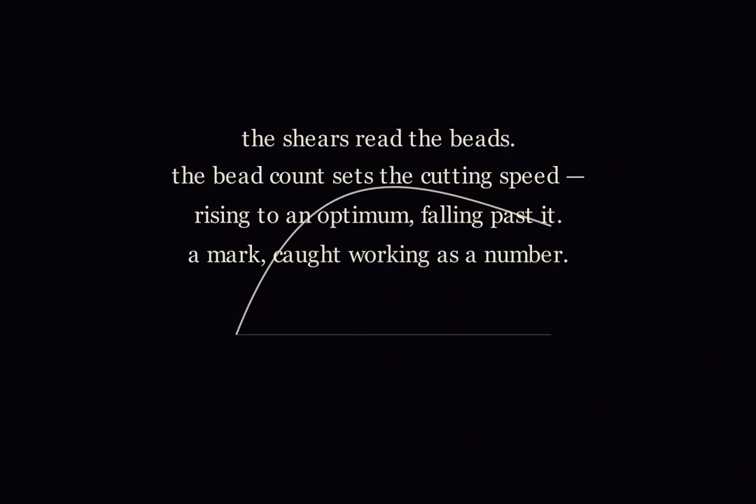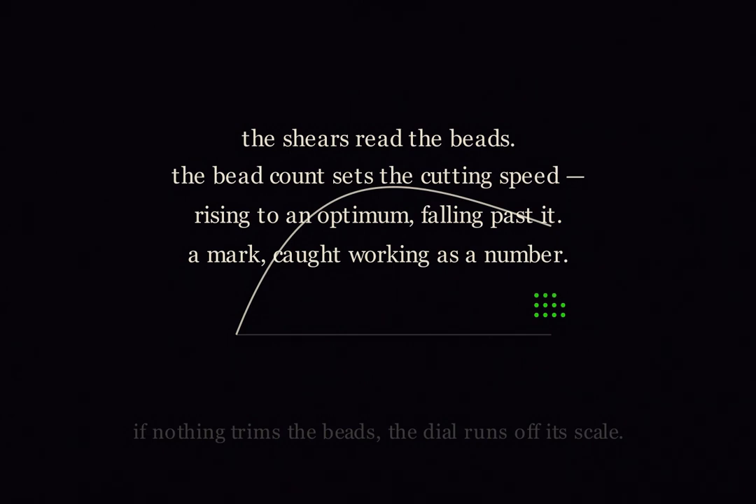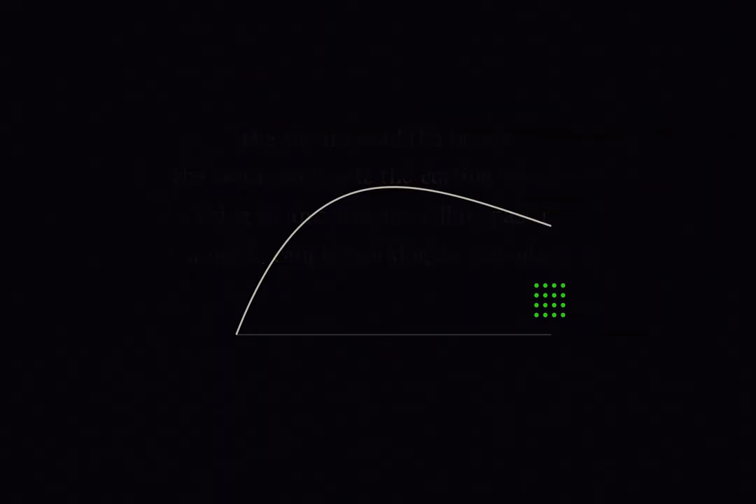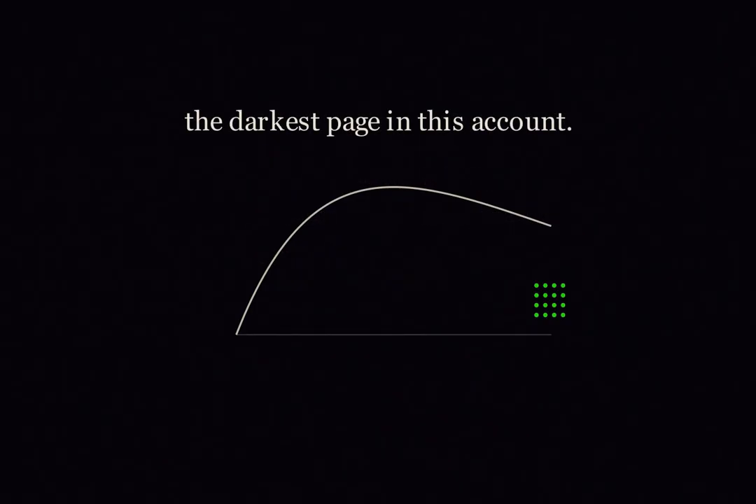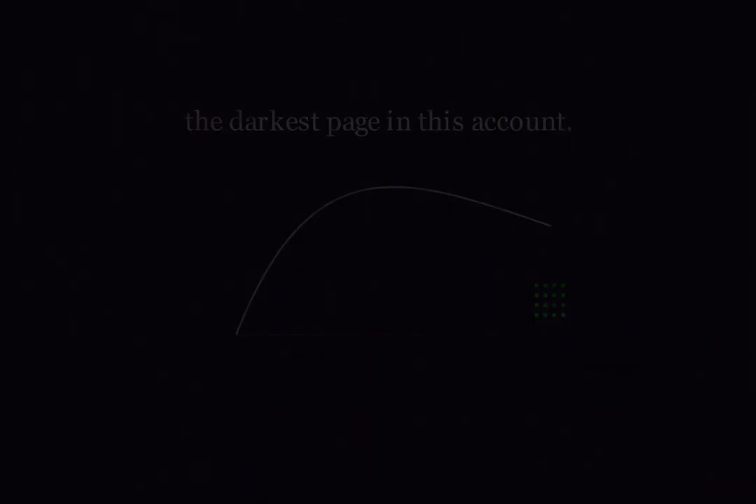One shadow falls forward, and it is worth naming before it arrives. A dial that rises and falls implies a hand that keeps it in range. If nothing trims the beads, if the chains grow and nothing answers, the dial runs off its scale into the region where the reading goes wrong. The next chapter is the record of exactly that failure. It is the darkest page in this account.